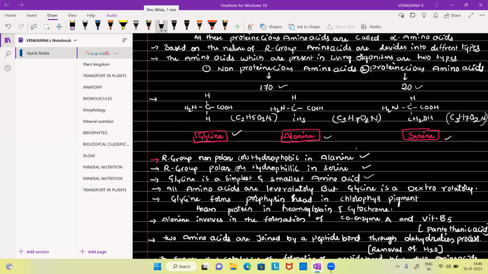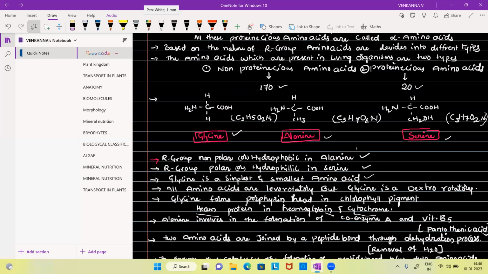Glycine forms the porphyrin head in chlorophyll pigment. Chlorophyll is the main pigment in photosynthesis to trap light. In chlorophyll, four pyrrole rings are present in the structure of the head. Each porphyrin head is made up of glycine. Glycine is also involved in the formation of heme protein. Heme protein is a structural component of hemoglobin, and also a part of cytochrome.